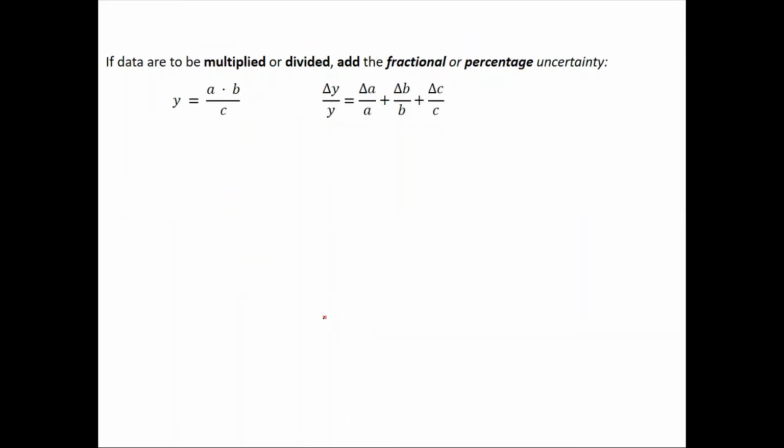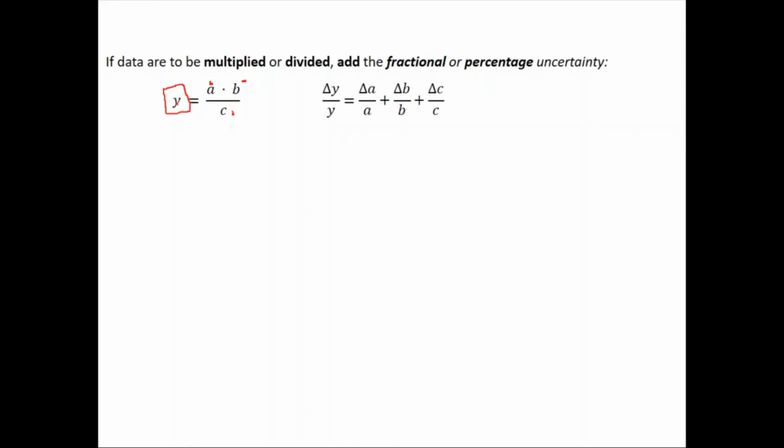What about if we are multiplying or dividing the numbers? In this case, how we are going to calculate the fractional or percentage uncertainties. For example, if y is equal to a times b over c, then we are going to measure a, we are going to measure b, we are going to measure c, and all of these measurements are going to include some uncertainties, and we are interested in the uncertainty in the y.